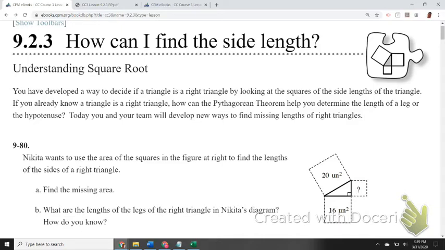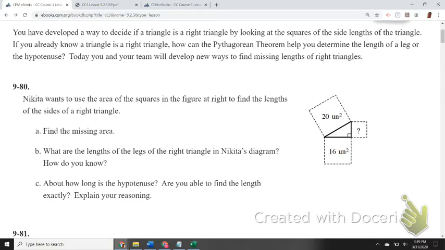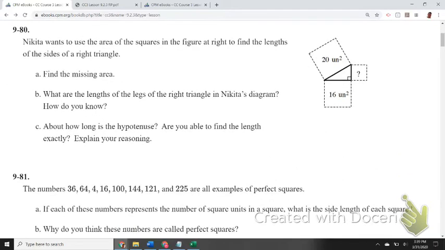It says you have developed a way to decide if a triangle is a right triangle by looking at the squares of the side lengths of the triangle. If you already know a triangle is a right triangle, how can the Pythagorean theorem help you determine the length of a leg or the hypotenuse? Today, you and your team will develop new ways to find missing lengths of right triangles. Obviously it's not going to be your team, it's just going to be you today. Let's jump right into 9-80.